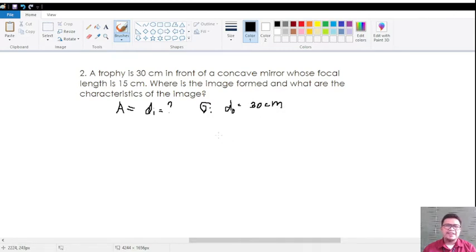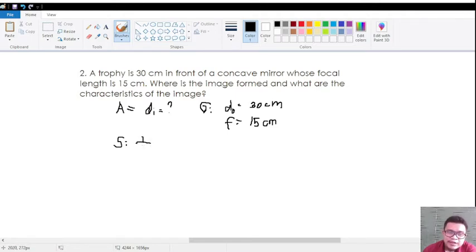30 centimeters. Okay? And whose focal length is 15 cm. So, our 15 cm is this one. Okay? 15 cm. I think we did not miss any more given variables. Now, F here is still positive because it is a concave mirror. Okay? Since it's concave, we are going to use a positive focal length. Now, of course, we need to use the mirror equation in this case.